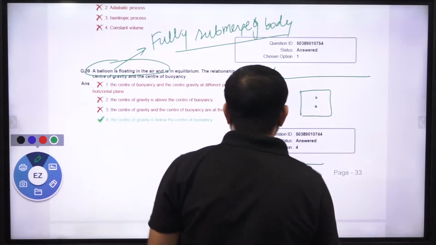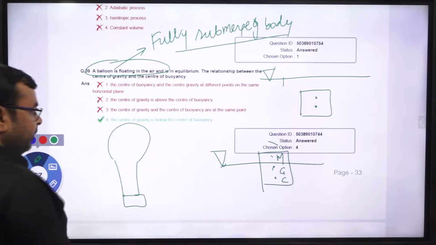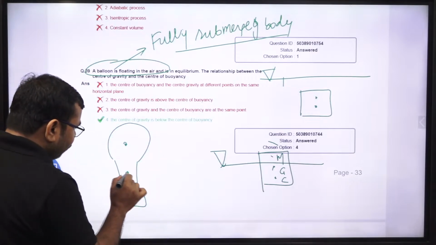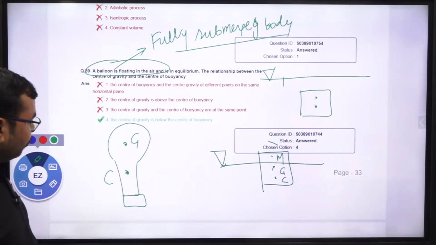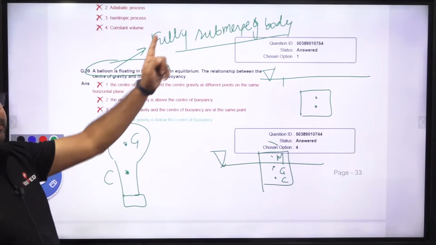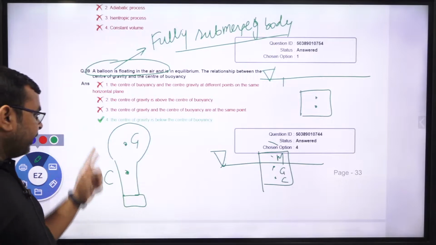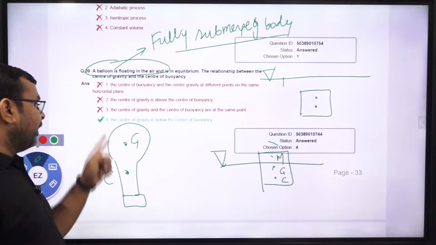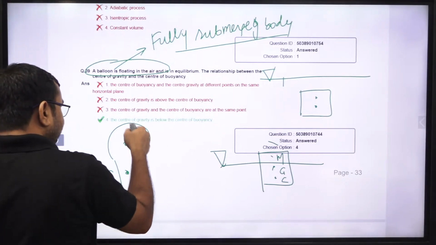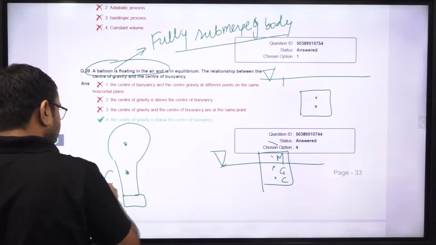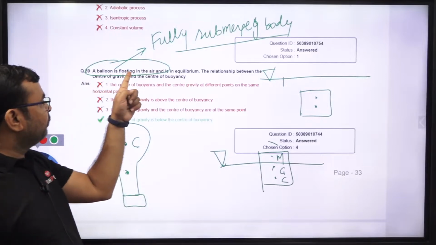then here we have only 2 points. If I draw it like this, is it clear? Here we have only 2 points: the center of gravity and the center of pressure. So for the stability condition of this fully submerged body, or a balloon floating in the air, what we need is that the center of gravity must lie below the center of buoyancy. This is the center of buoyancy and this is the center of gravity. Correct?